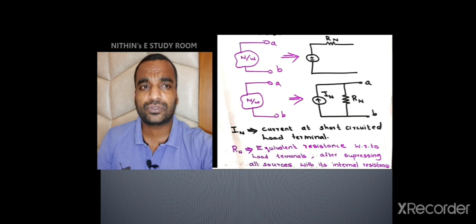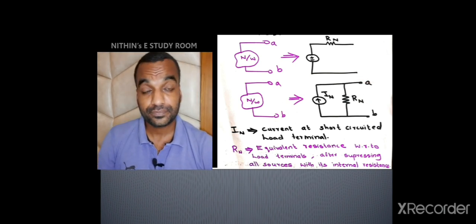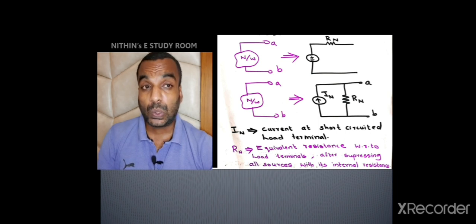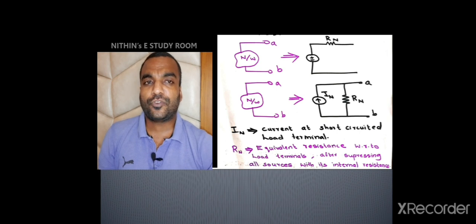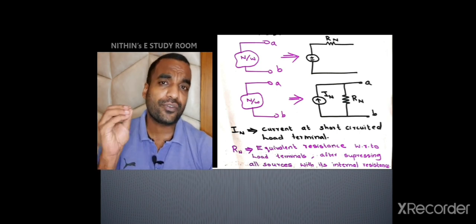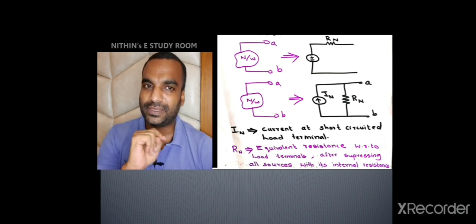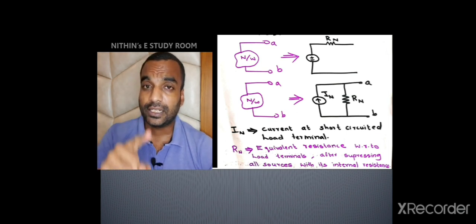In the second figure, or in the simplified figure also, you have to connect the IN and RN in parallel with the open circuited terminals of AB. So what is IN? IN is the current at the short circuited load terminals. For finding IN, anyway you have to short circuit the load terminals. That is the hint you can understand from this statement. For finding IN, you have to short circuit the load terminals.